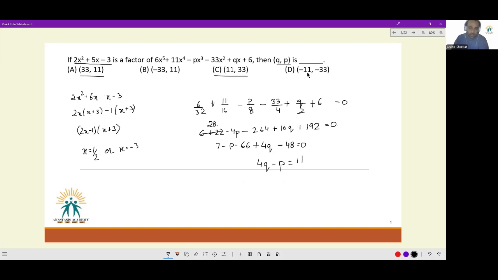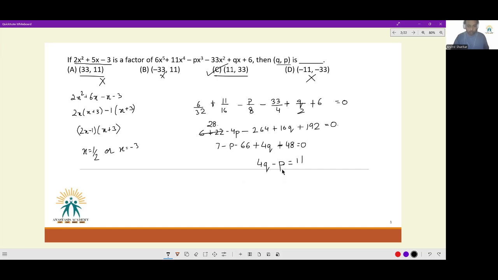4 into minus 11 gets me to minus 44. Minus 33 is plus 33. So minus 44 plus 33, I should get a minus 11. All these options will get eliminated from consideration at this stage only. And therefore, the correct answer has to be option C.